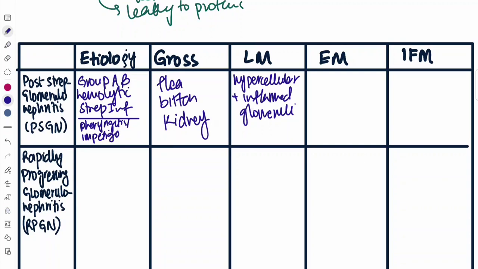What will be the electron microscopy? You're gonna find subepithelial humps. Subepithelial humps. Remember this, very important. Subepithelial humps. Okay.